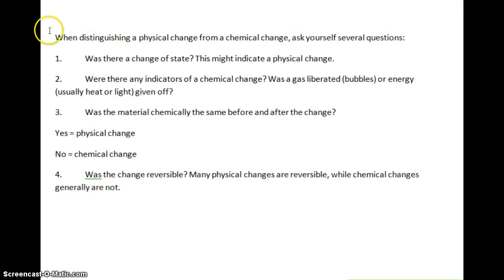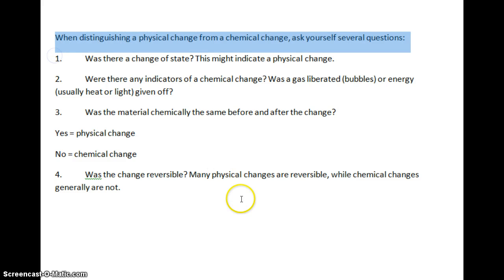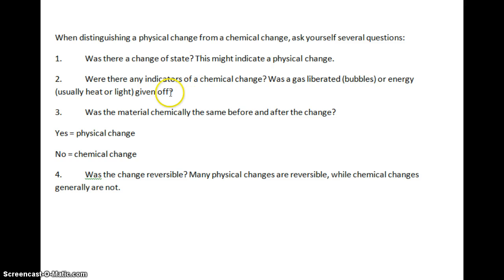So in our notes, I added the distinguishing characteristics. Was there a change of state? Then that's physical. Were there any indicators of a chemical change like bubbles or heat or light? Then that would be chemical. Was the material the same before and after? Physical. Is it different before and after? Chemical. Was the change reversible? Many, but not all, physical changes are reversible, while chemical changes generally are not, but can be. Okay, that's important.